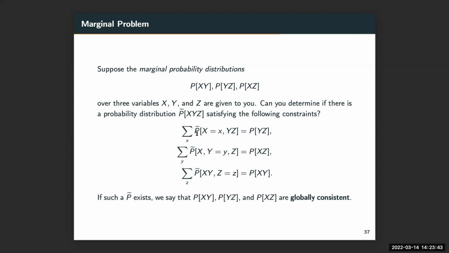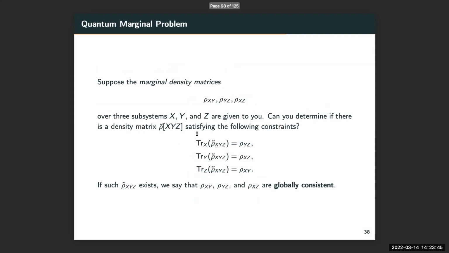If you think about it, there's a very natural quantum generalization of this problem, which is known as the quantum marginal problem. What is given to you are marginal density matrices, and you want to understand if there's some global density matrix compatible with these things.